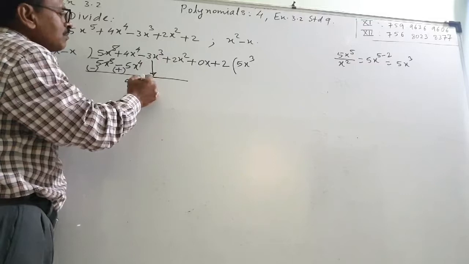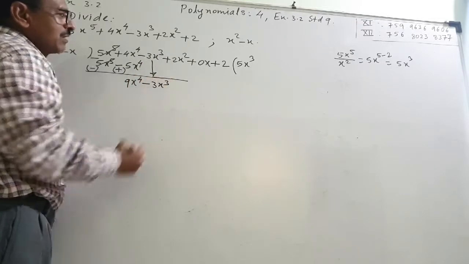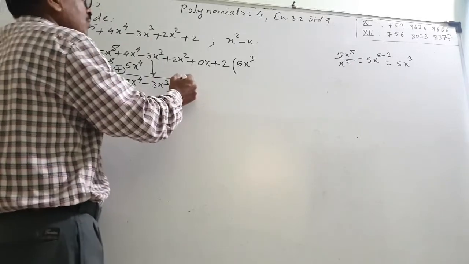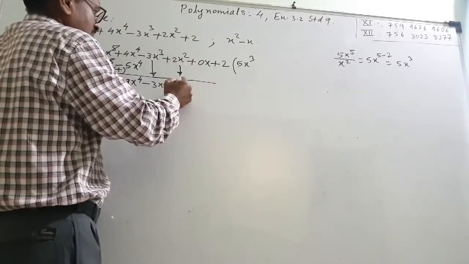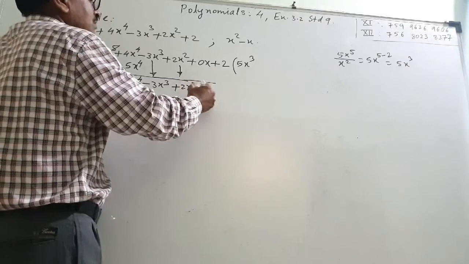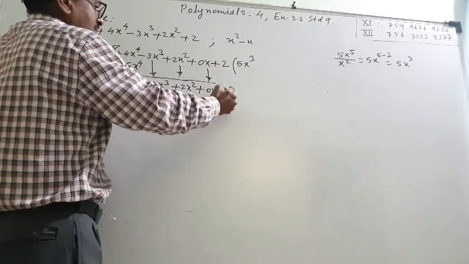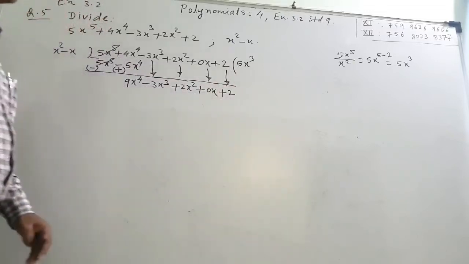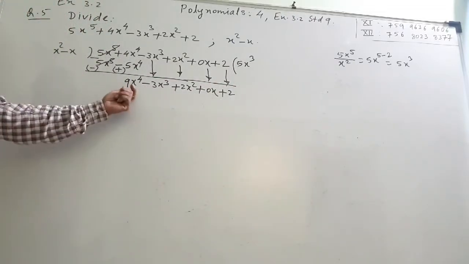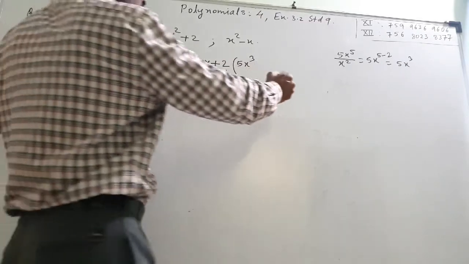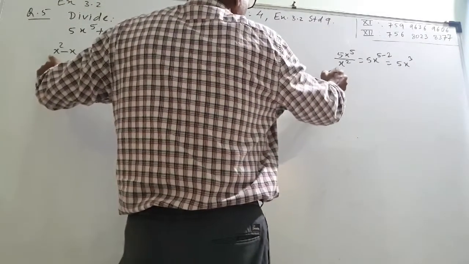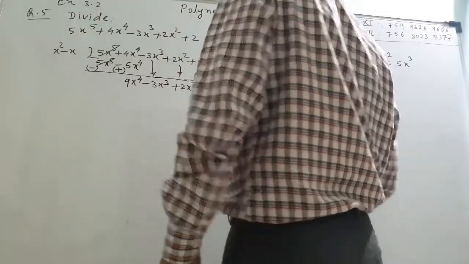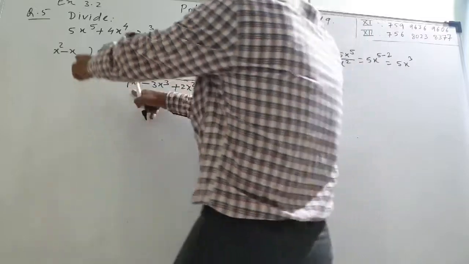Now take this down, minus 3x cube. If you want to take the whole thing, you can take the whole thing: plus 2x square plus 0x plus 2. Okay. Now this first upon this first. So 9x raised to 4 upon this x raised to 2. See, this first upon this first.